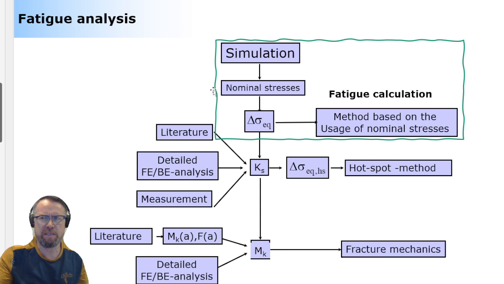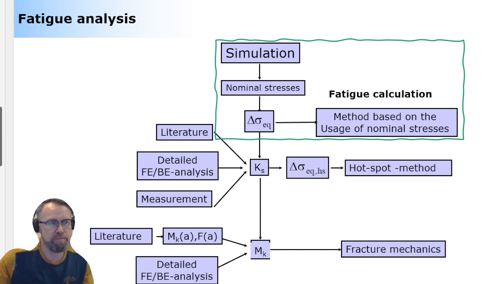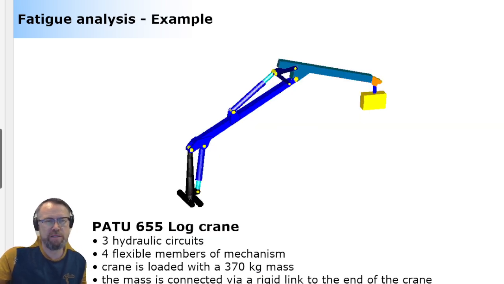You can get more accurate stresses, exactly where the crack is growing. And you can get this information from literature, from detailed finite element or boundary element analysis, or even from measurements. And then you can use a more advanced method. You can even use fracture mechanics, where you need to get more accurate stresses, which you can get from literature, or again using more detailed finite element or boundary element methods.